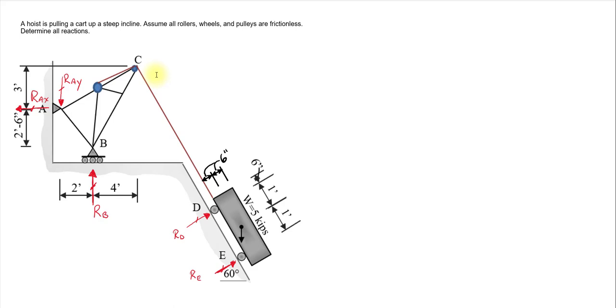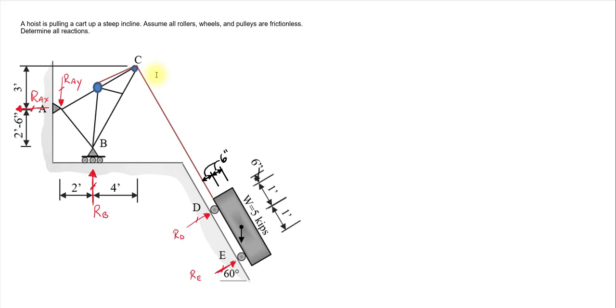So we can't just solve for these reactions looking at this overall structure because there are 5 unknowns and we'd only have 3 equations of equilibrium, right? Sum of forces in the X, sum of forces in the Y, and sum of moments. So we need to break this up. The most obvious choice is that cable, which is either going to be in tension or compression, right? And cables are always in tension. So we know that this cable right here is going to be in tension. So we know what the internal force direction is. We just don't know the magnitude.